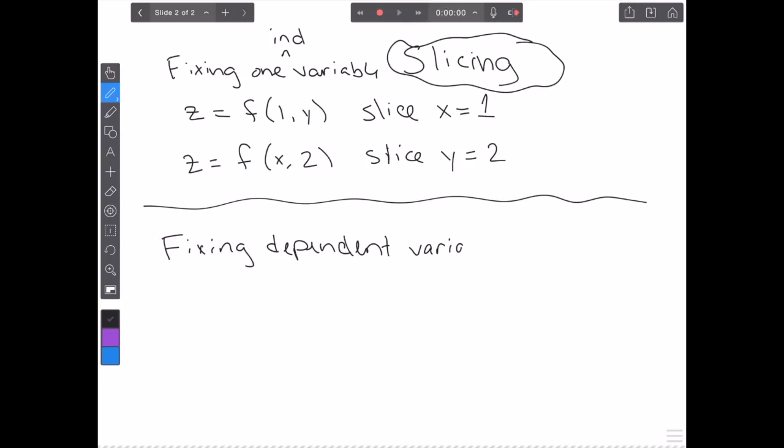Which is z. Now, it doesn't seem like you can do that, right? Because it's the dependent variable. What do we mean by this? So instead of calling this slicing, we're going to call this a level.